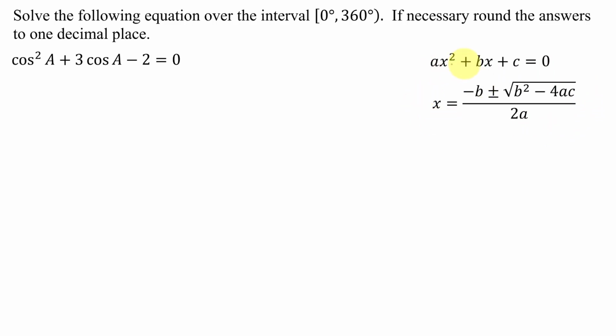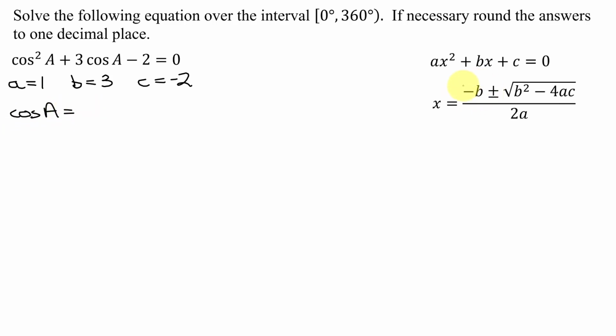So the first thing I have to do is figure out a, b, and c for my equation here. Little a is the coefficient of the squared term. So what number is in front of the cosine squared A? It is just a 1. B is the coefficient of the linear term, the cosine A term, so it is 3. And c is the constant of negative 2. Now, I don't have the variable x. My variable is the cosine of A.